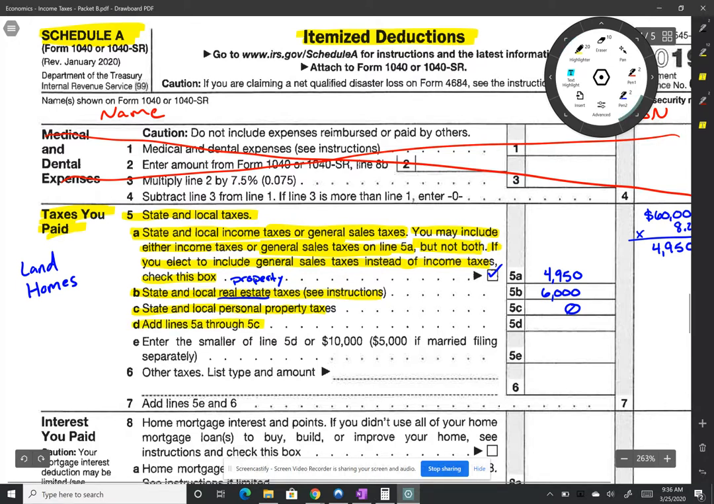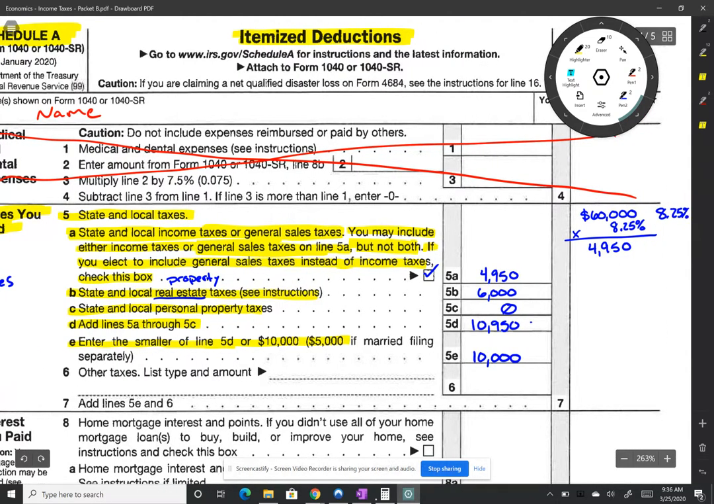Okay, so line 5D says add lines 5A through 5C. So let's add them up. That gets us to $10,950. Now we're given a choice. We're not given a choice. We have to make a decision. It's not even a decision. We have to follow instructions. Enter the smaller of line 5D or $10,000. Well, what's smaller? 5D, 10,950, or 10,000? Well, obviously $10,000 is smaller, so we put $10,000 here.